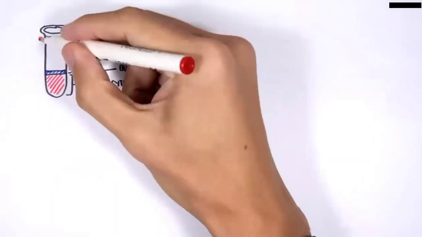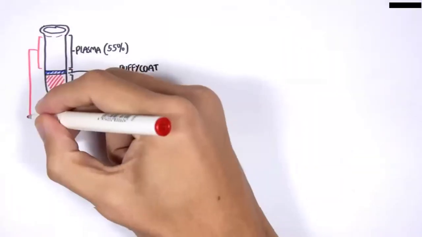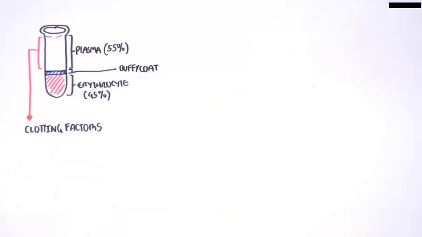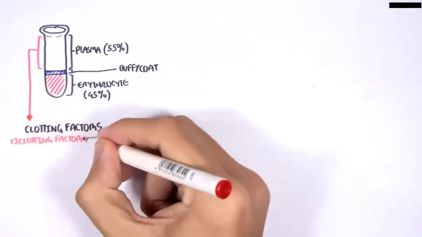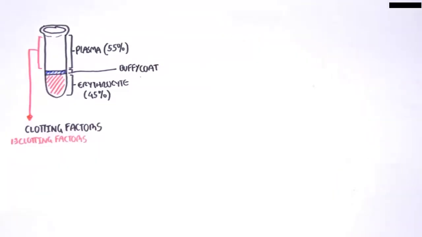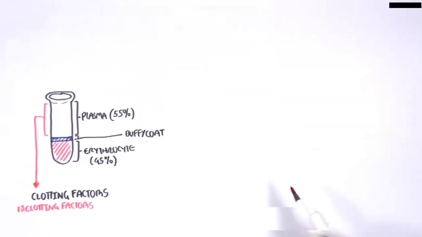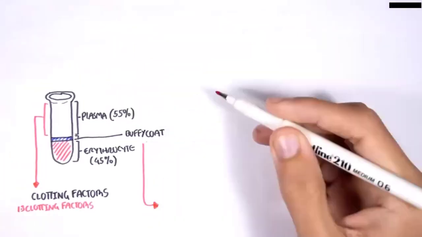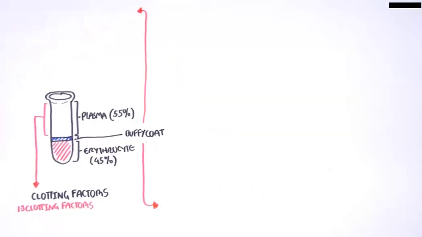Plasma is not only water, it also contains other substances. We have 13 compounds which help us in forming clots. Now, in this video, we will mainly focus on the buffy coat layer. We won't focus that much on the plasma and the blood cells, but I do have a specific video on the red blood cells.